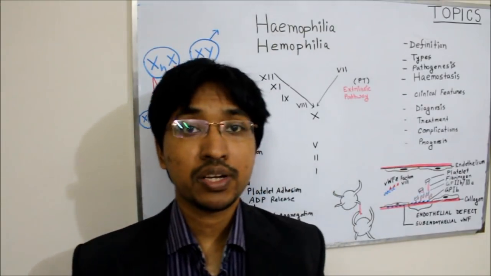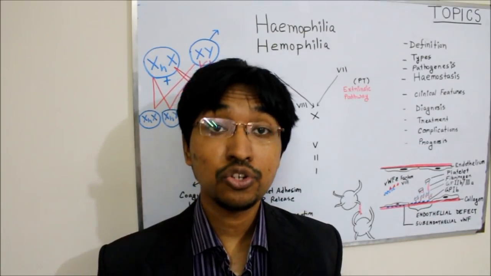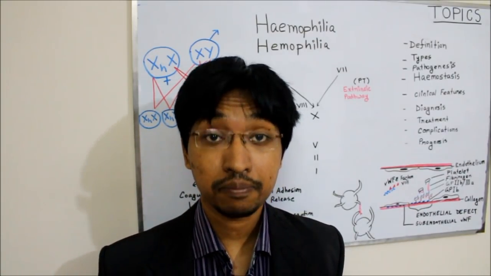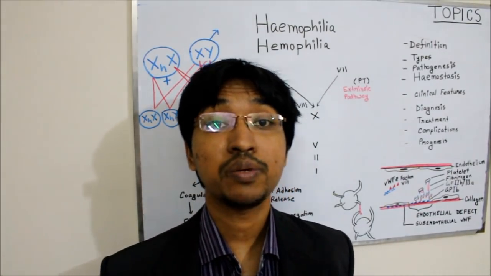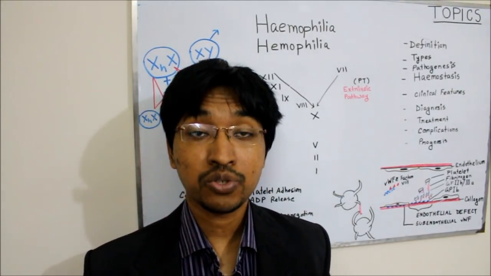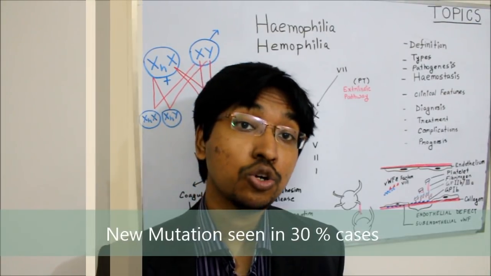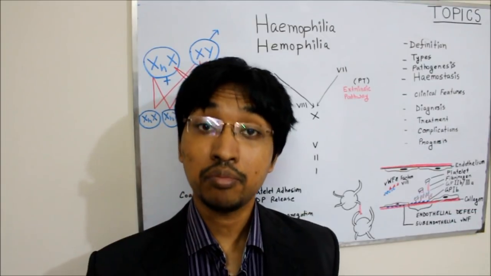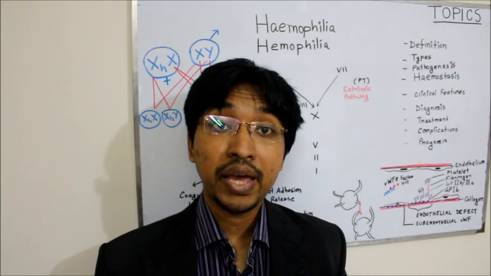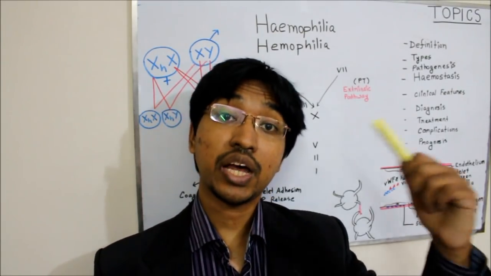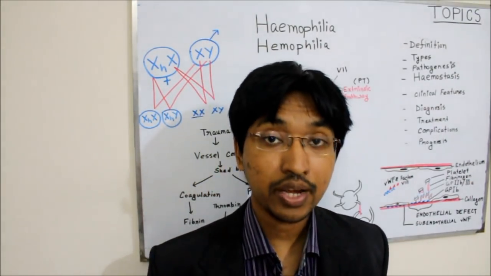And you are right in most of the cases. However, in 30% cases, the patient will have no family history of hemophilia. Then how can you explain that? The thing is, in those 30% cases, hemophilia developed as a result of new mutation. Okay, and that's why there is no family history in those cases. But in most of the cases, the patient will give a family history of male relatives on his maternal side of the family suffering from similar disease. Okay, so that's the first point.